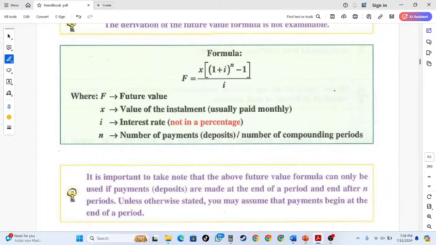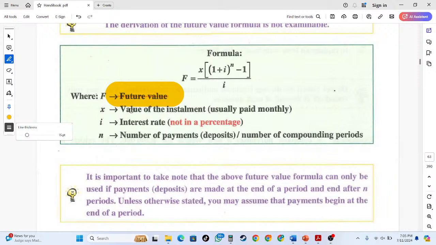Let's look at the key concepts, the explanations of the terms. In this situation, F is the future value. How much will the money that I've been saving be? X is the value of the installment, usually paid monthly. X, and the accumulation of how many months it has accumulated. Another X, then you add those up and you'll get a certain amount.